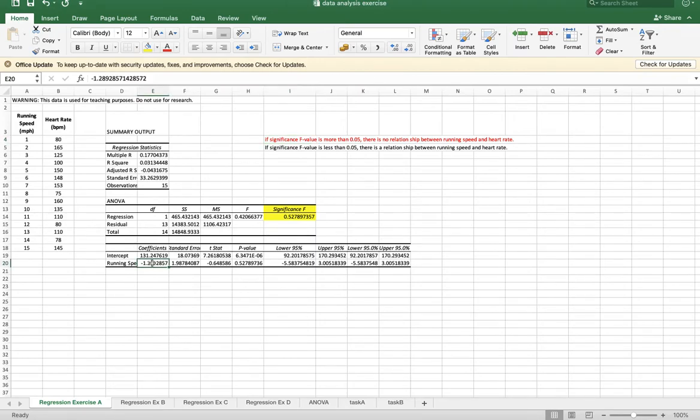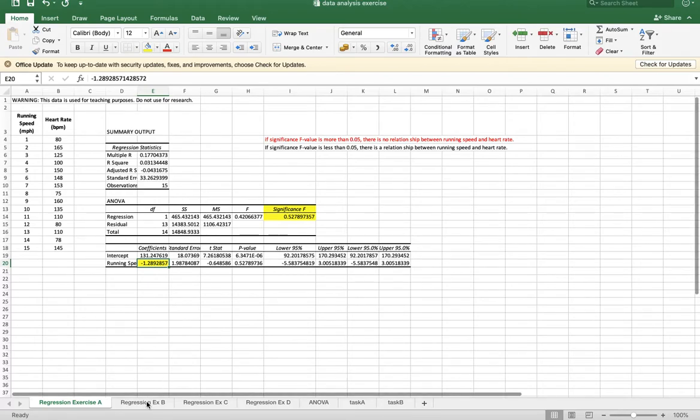Please take note that the value here, beneath the coefficient, is what we call the gradient. It's quite important for you to know this value. A negative value means a negative gradient, and a positive value means a positive gradient. This is particularly important if, for example, there's a relationship between the two variables.